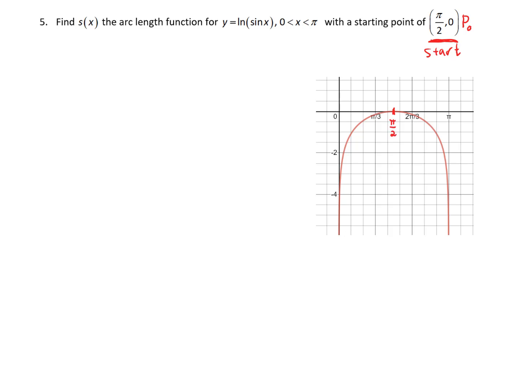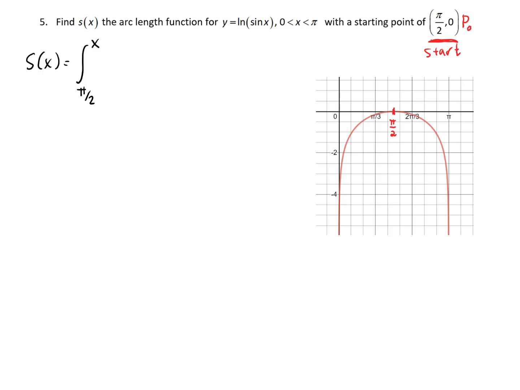So if we wanted to find this arc length function, we defined the arc length function as the function s of x. So this is going to be s of x equals the integral from, well, where we started was pi over 2, to some x, now it's a variable bound. So starting at pi over 2 to some x.